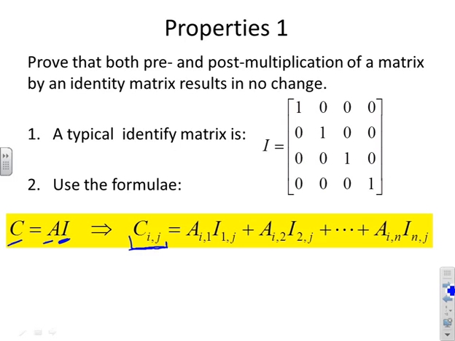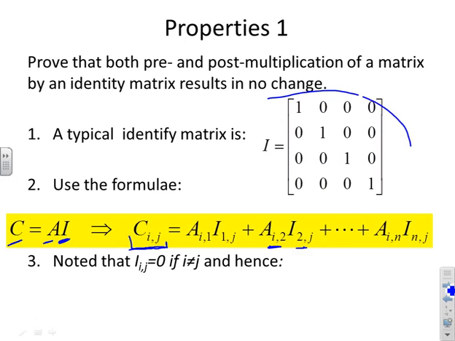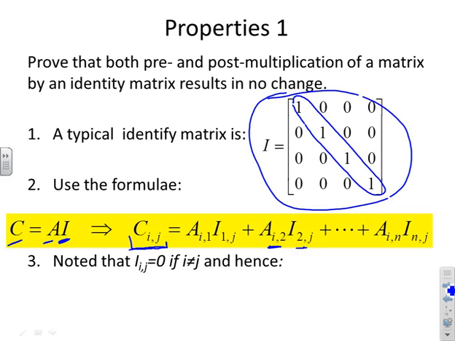So I've simply substituted in the standard formula for matrix multiplication. So C_ij is given by A_i1 times capital I_1j plus A_i2 times capital I_2j, and so on. So there's your standard formula. But if you look at this identity matrix, you'll notice the only non-zero values are on the diagonal. So that's where the subscripts are the same. And therefore, capital I_kj is 0 whenever k is not equal to j.